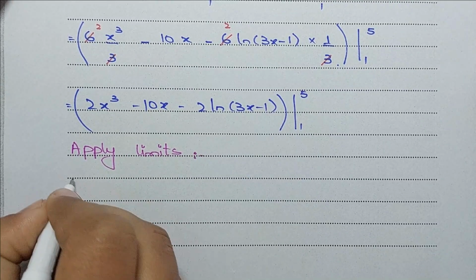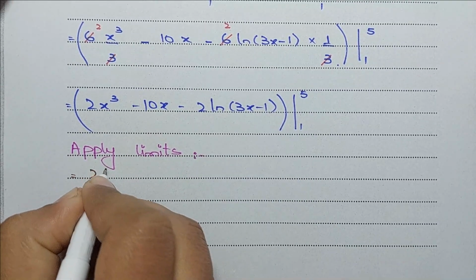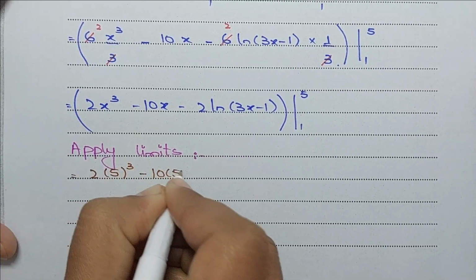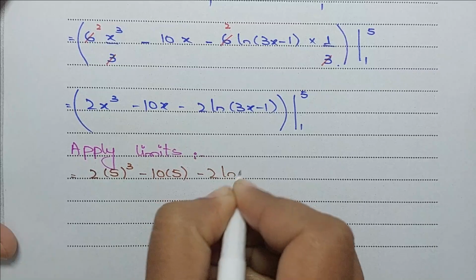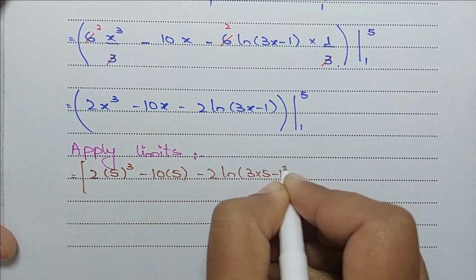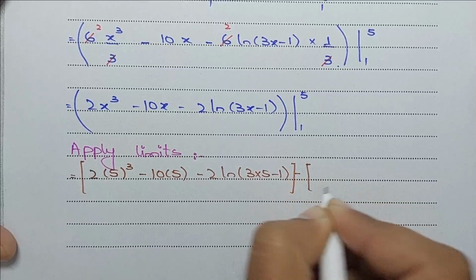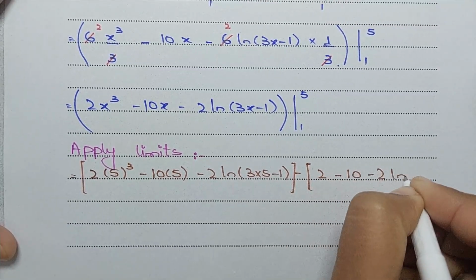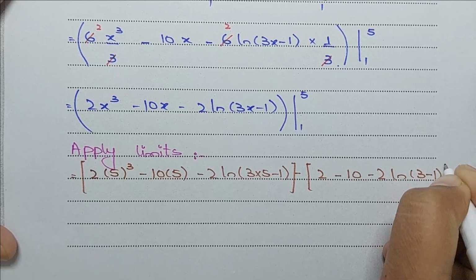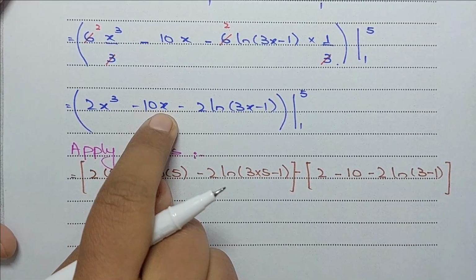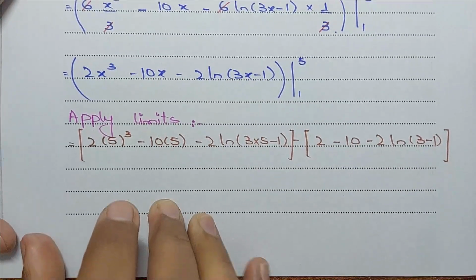Now applying limits gives you 2 times upper limit is 5 minus 10 into 5 minus 2 ln of 3 times 5 minus 1. This is your upper limit. Subtract the lower limit, which is 1: 2 minus 10 minus 2 ln of 3 minus 1. Because 1 cubed is 1, 10 times 1 is 10, 3 times 1 is 3, right?